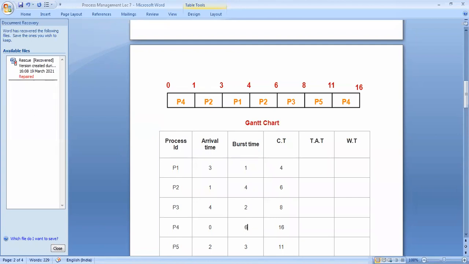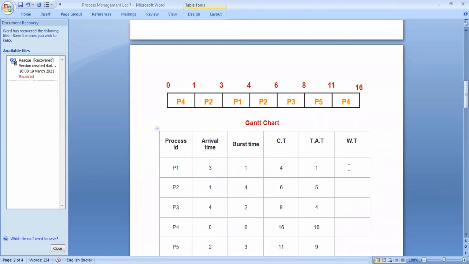So now turnaround time means completion time minus arrival time. Tell me turnaround time for P1. 4 minus 3, 1. Next 6 minus 5, 1, 5. Then 8 minus 4, 4. Very good. Next 16, and next 9. Very good.